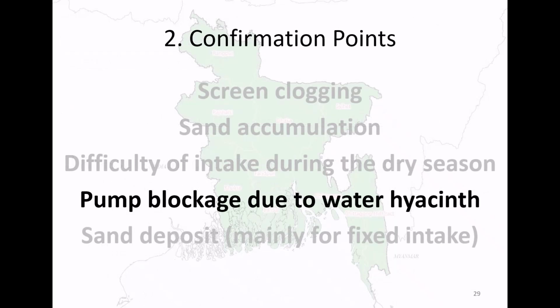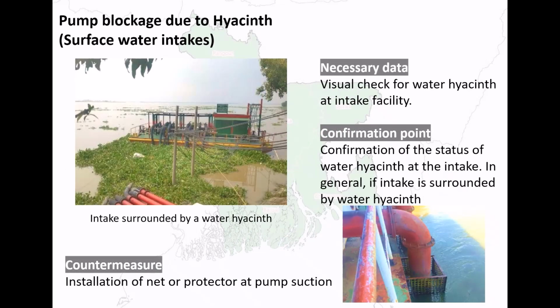The next confirmation point is pump blockage due to water hyacinth. Especially during the rainy season, water hyacinth flows. It can happen that the pump sucks it in and it clogs in the pump, causing malfunction. We can easily confirm it by visual check for water hyacinth at the intake facility. The confirmation point is the status of water hyacinth.